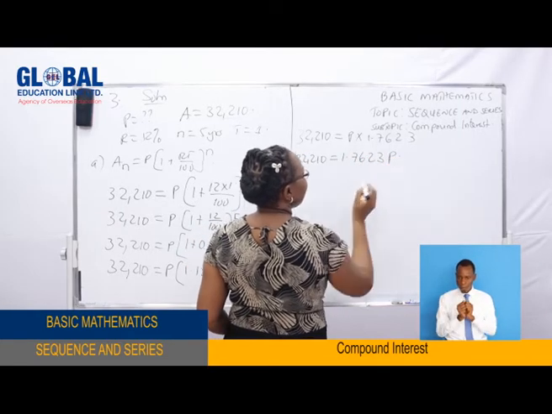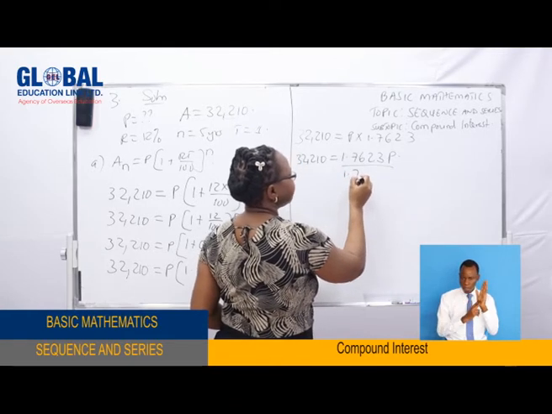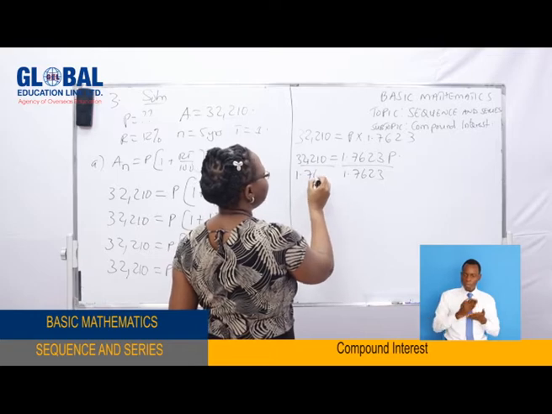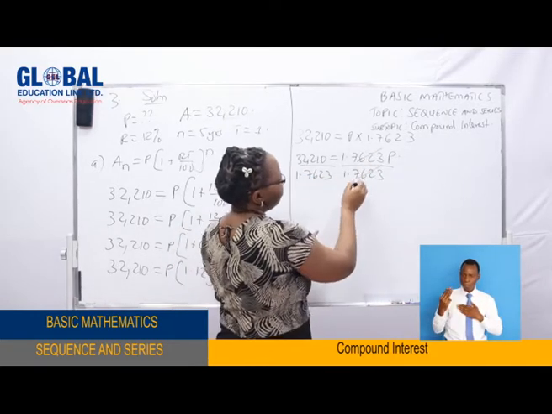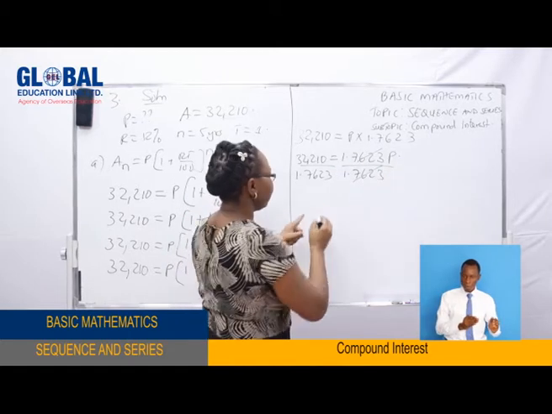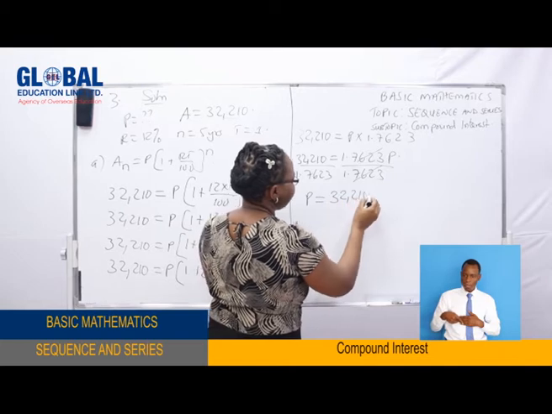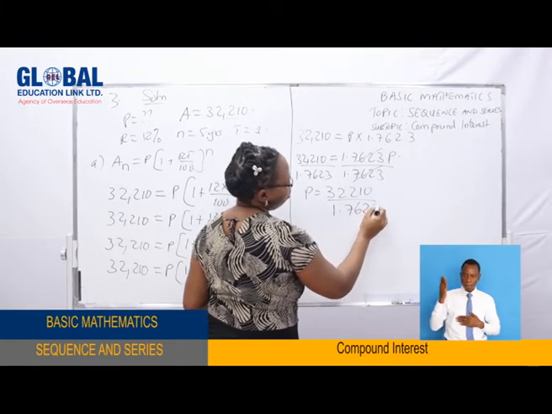1.7623 P. Then, in order to find the value of P, we divide by 1.7623 on both sides. Then this one and this one will cancel, and we remain with P. Then P equals 32,210 divided by 1.7623.